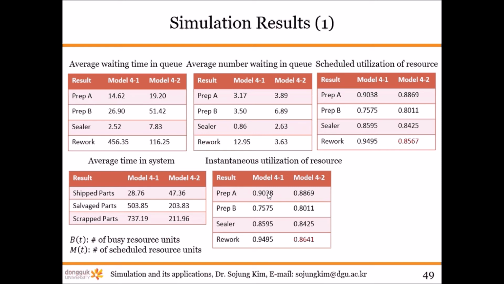And also utilization of the rework is slightly lower than that of the model 4-1, because what? We hire one more person for the second shift, right? That's why here, right? And average time in system of the model 4-1 and model 4-2 are, of course, should be different. And then instantaneous utilization of resources is like this.